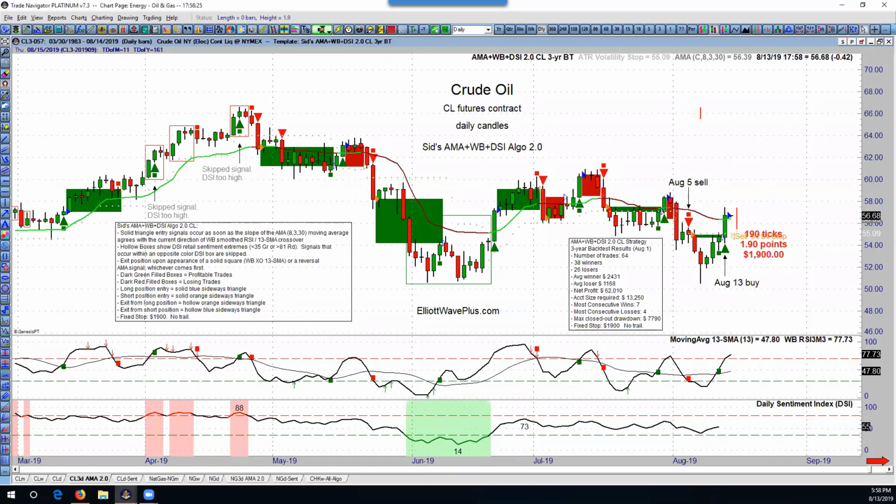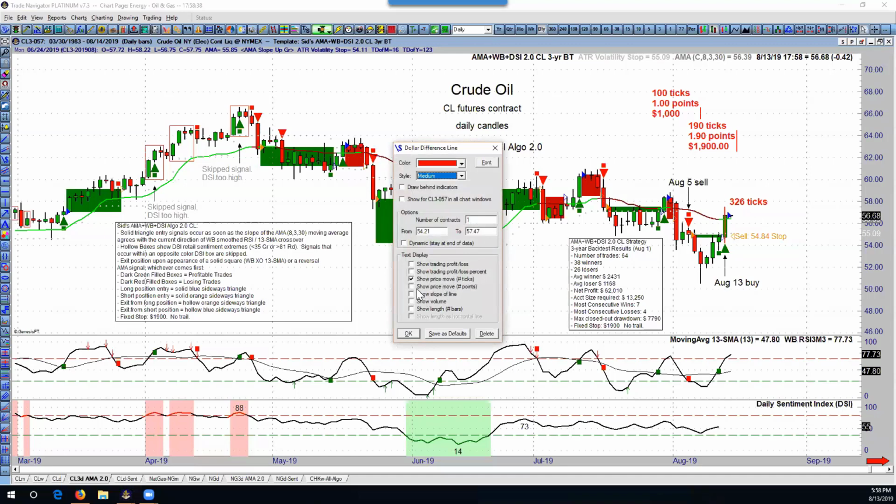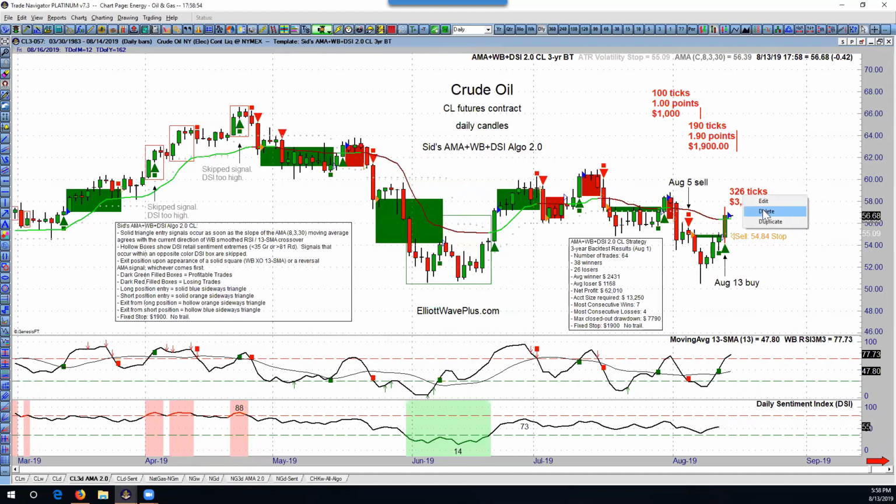And you can see that it's smaller than the daily range of today's candle. Today's candle on crude oil, on one contract alone, had a swing from the lowest point of the day to the highest point of the day of 326 ticks, or $3,260. So all of a sudden, the $1,900 stop doesn't seem that huge when you compare it with the size of some of these candles.